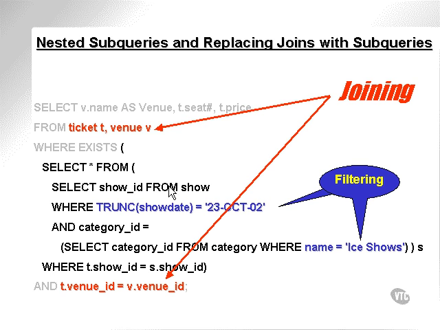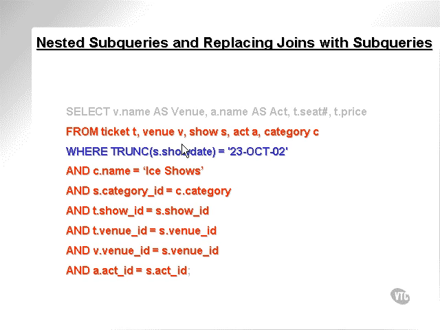What this SQL statement is doing is selecting particular shows based on a show date, and it's also selecting particular shows based on a category. So what we've actually done is we've taken the join from ticket, venue, show, and category and changed it into a join between just the ticket and venue tables. Here's an expanded version of that query where we join between all the tables at once.